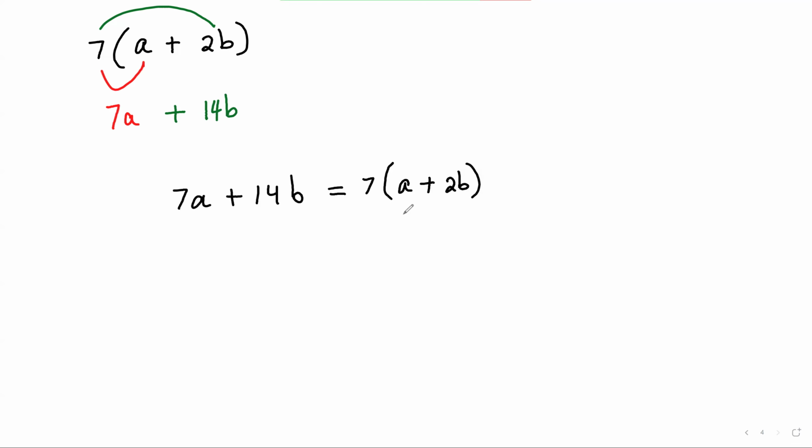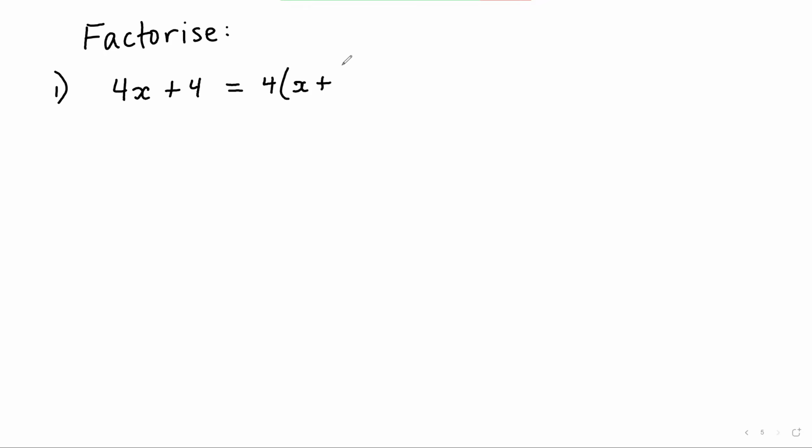So let's look at some examples. Factorize the following. Let's say I had 4x plus 4. Well, the common factor here is 4. So I take 4 on the outside, and in brackets I'll put x, because 4 times x is 4x, and then 4 into 4 is 1. So that would be the factored form, right?